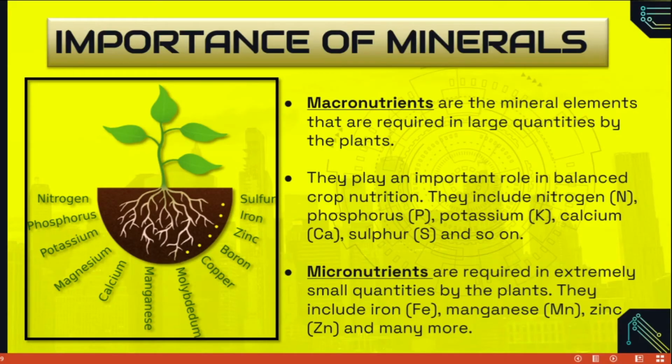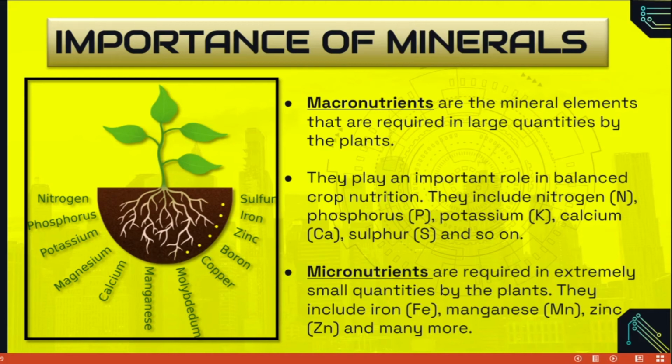Next, importance of minerals. So there are two nutrients. One is macronutrients, another one is micronutrients. These two nutrients are important for growth of plants, okay. Right, we need to provide the nutrients to the plants. One is macronutrient, another one is micronutrient.